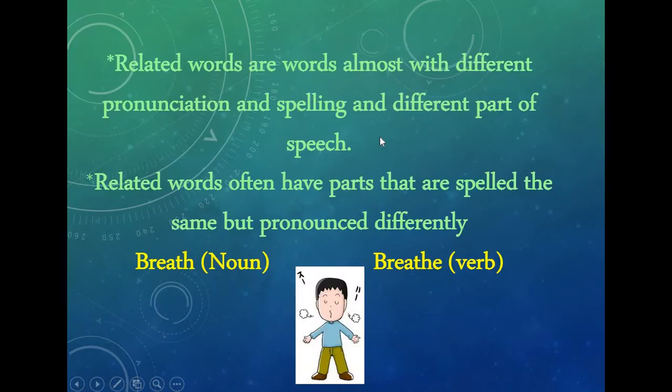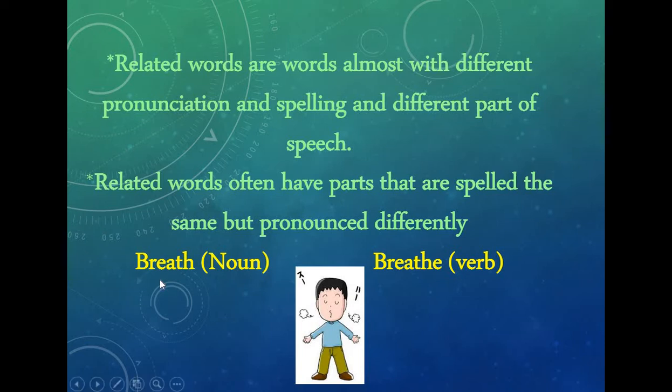are two words or more than two words from the same group of words, but they could have different pronunciation. So when I say them, I don't say them the same. And they have different spelling. So when I write them, I don't write them the same. And they could have different parts of speech. Not always, but they could. Parts of speech that we focus on are noun, verb, adjective, adverb.